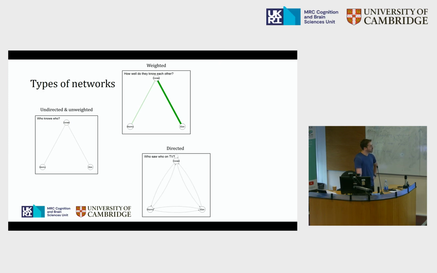We can also have a network that is directed and ask a question like who saw who on television, and it gives us information also about the directionality of the edges. So we can see that Donald saw Stormy, and Stormy saw Donald, and Donald saw Elon, and Elon saw Donald, and Donald saw himself. So that's another information that we can get from the network.